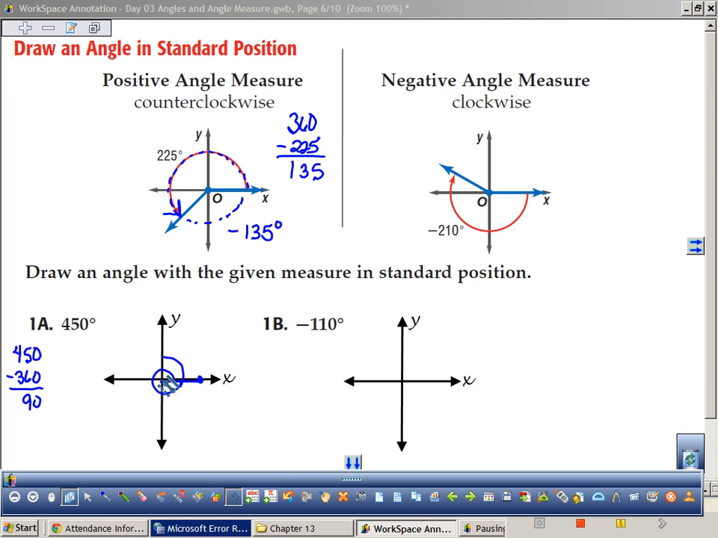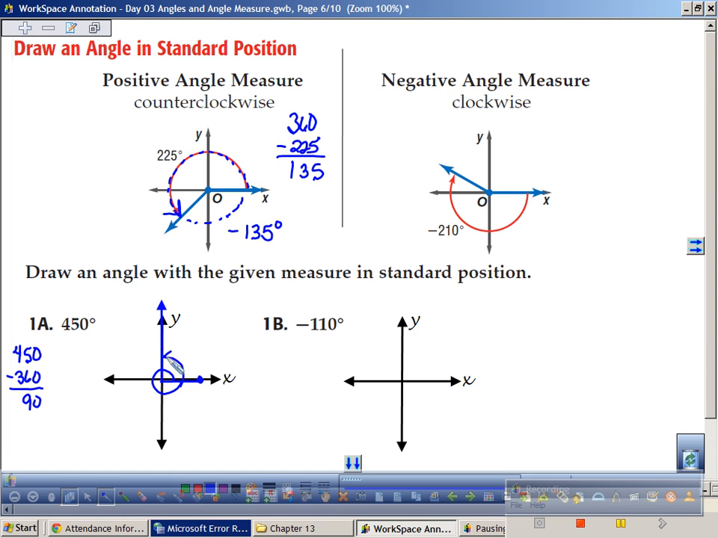The end is called what? The terminal side. I didn't ask my question. No more asking that question. Okay. So it goes around 360 and ends there. That would be a 450 degree angle. Okay?